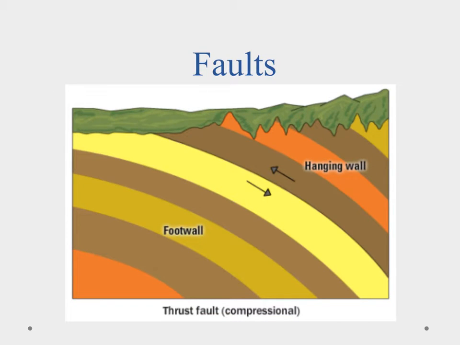Now the angle of the fault is really kind of important. If it's a steep fault, we call it a reverse fault. If it is a shallow or almost horizontal one, then we call it a thrust fault. A thrust fault also has these compressional forces, so it's being squished together, but here you can see that the fault is going to be a very shallow angle, and because of that we call it a thrust fault.